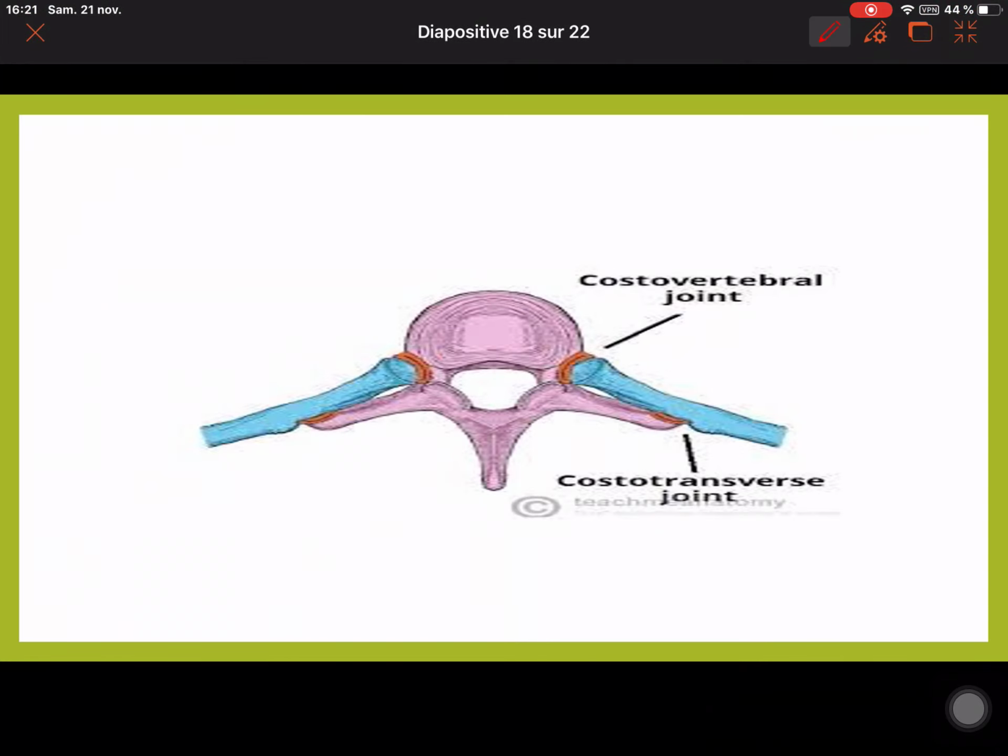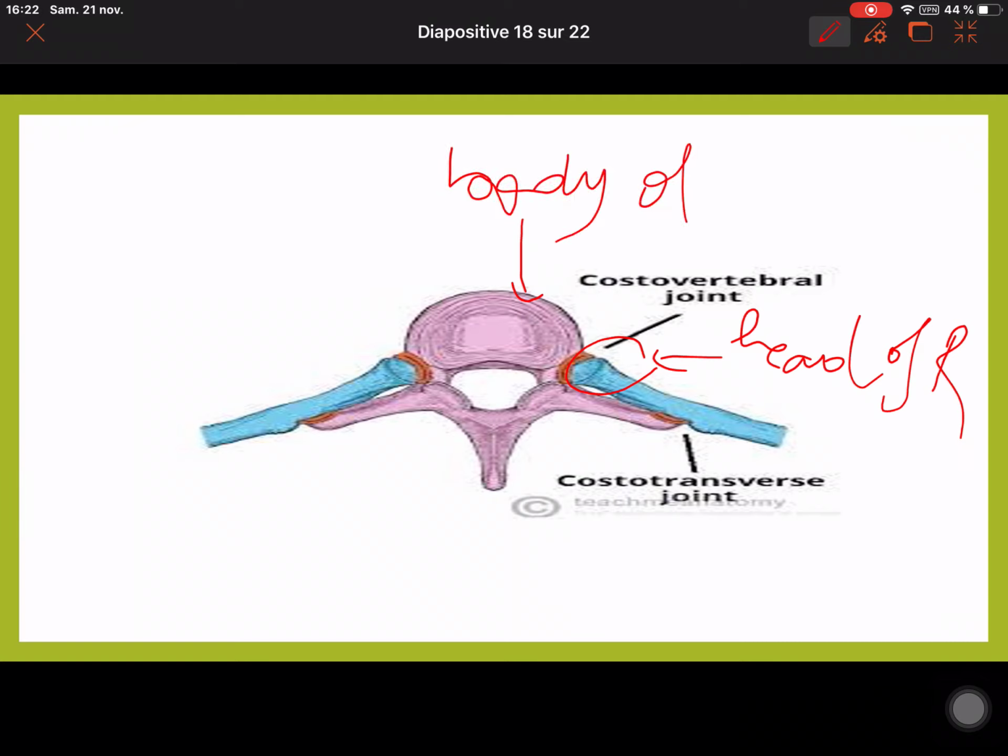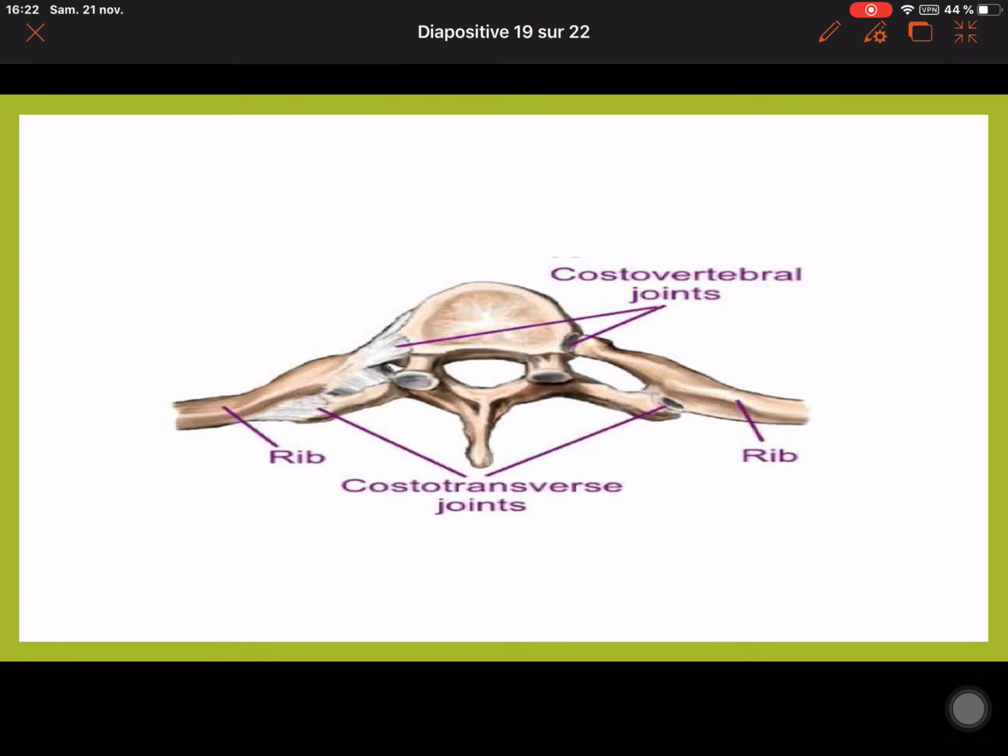As you see here, this is a costovertebral joint. This is the head of the rib, and this is the body of the vertebra. The head is joining with the body. Also, let's see another picture. This is the tubercle of the rib. The tubercle of the rib is joining with the transverse process of the vertebra, and this joint is called the costotransverse joint.